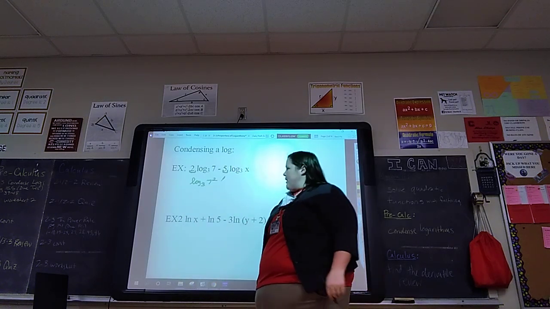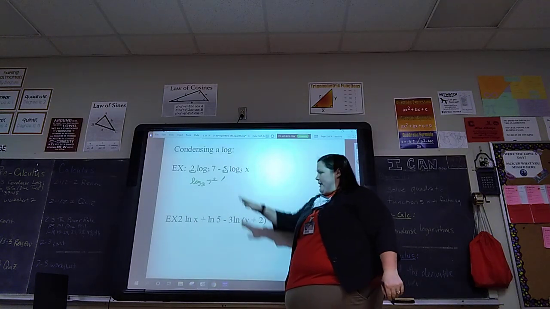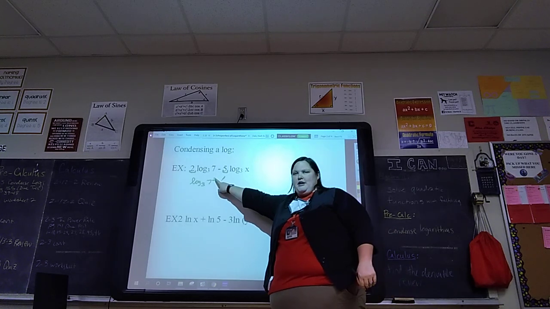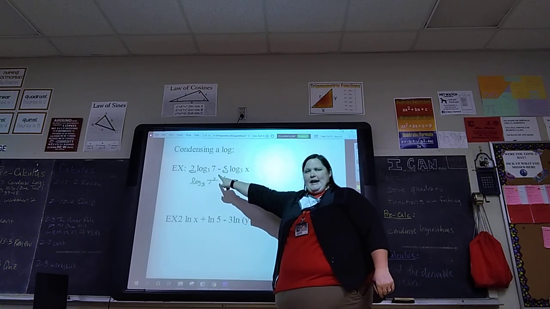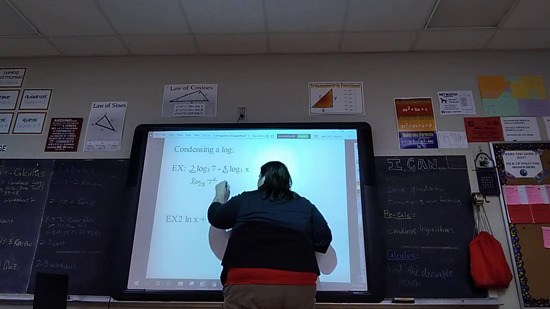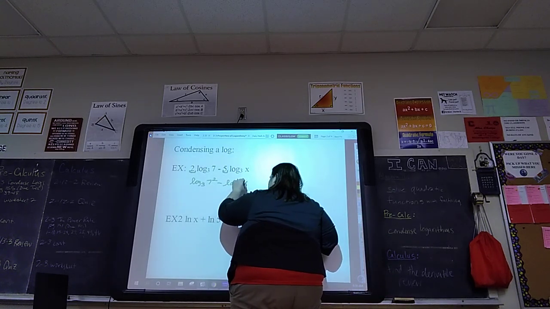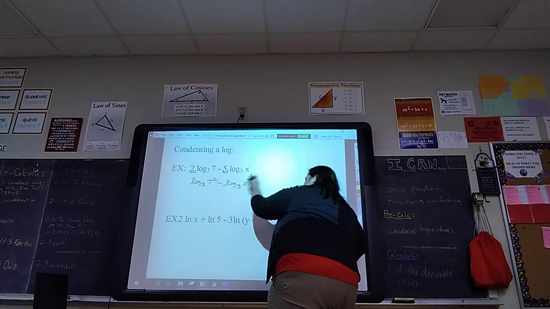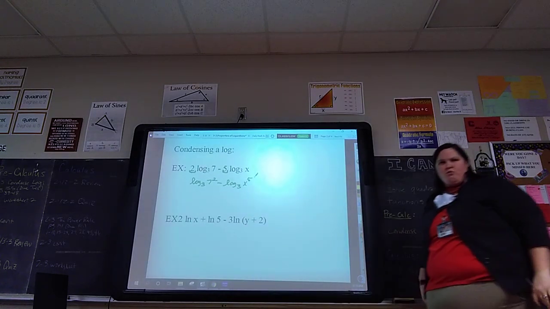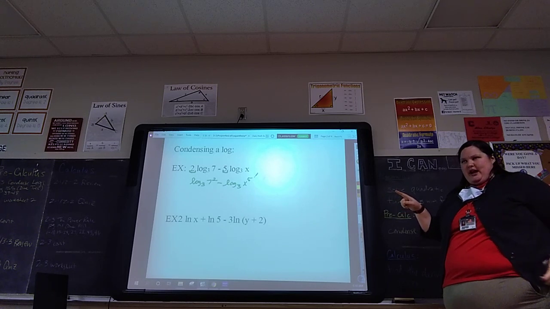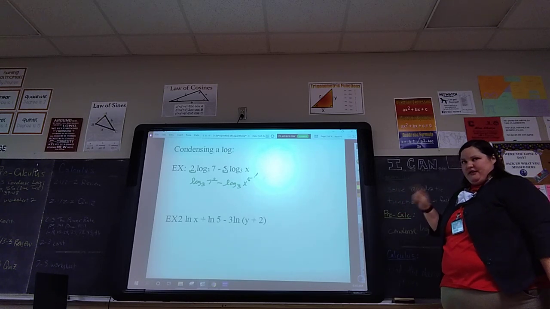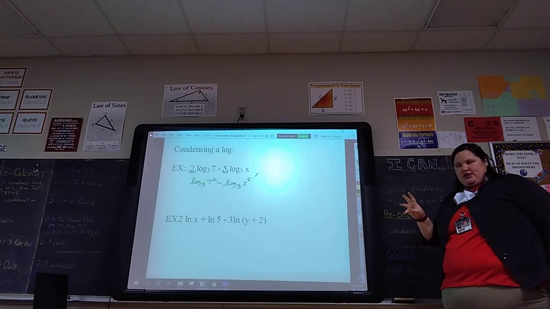That first part of my condensing, that log base 3 is going to now have 7 squared, which I'm going to solve to 49 in a second. So anytime you have a number to an exponent, you can go ahead and solve that out. But on this next one, since it's an x, we just leave it x to the fifth. So on my next step, I'm going to switch that 7 squared to 49, but x has to stay to the fifth. So that's the first part of the condensing.